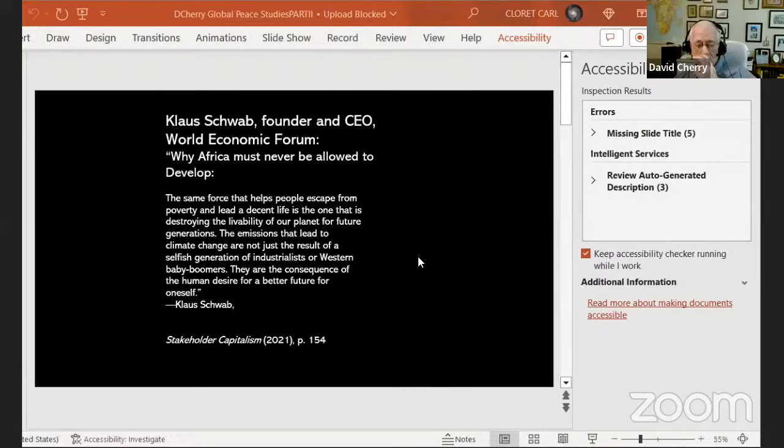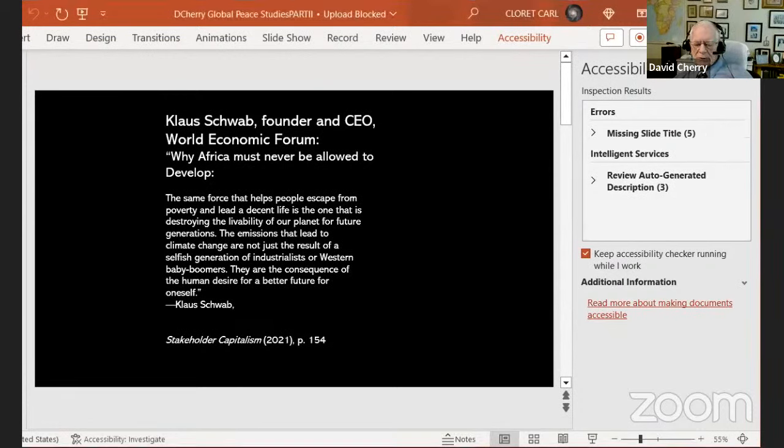I was referring to the Anglo-American powers running operations to prevent countries from developing. And here we have a quotation from Klaus Schwab, founder and CEO of the World Economic Forum. And he explains why Africa must never be allowed to develop. He didn't use those words. Those are my words, why Africa must never be allowed to develop. But here are his words.